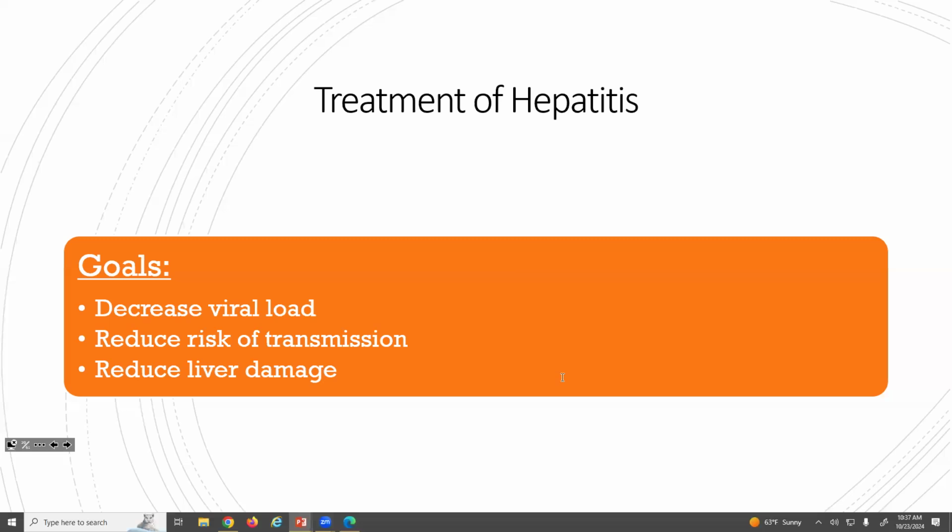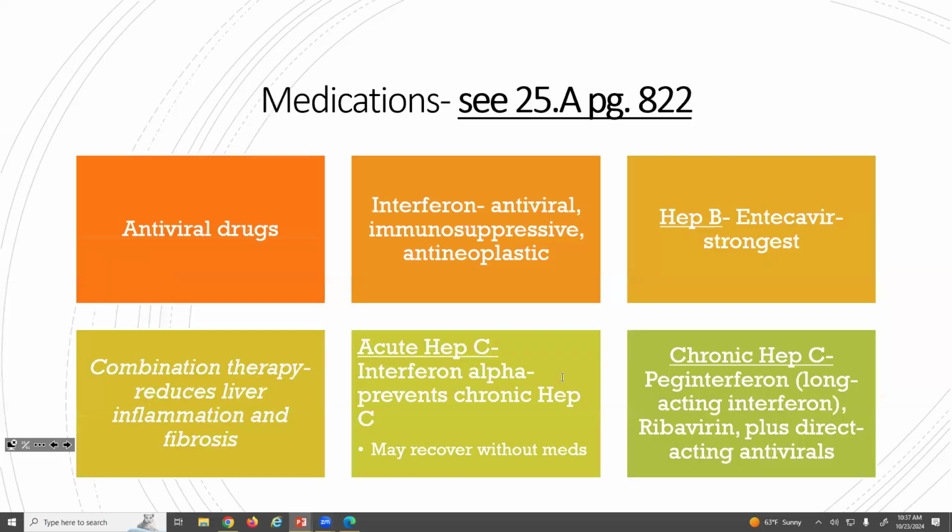Everyone following so far? Okay. Medications we can give, this is in your book, page 822. Antivirals. Okay, that makes sense because hepatitis is a virus, right? Interferon, that's another antiviral, but it also suppresses the immune system. And it's an anti-neoplastic, so we need to use really good precautions if you're ever giving any of those types of medications.